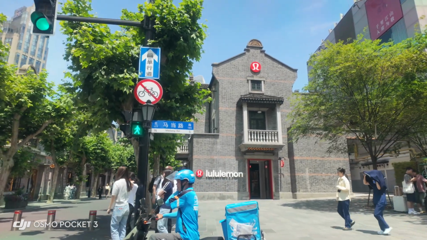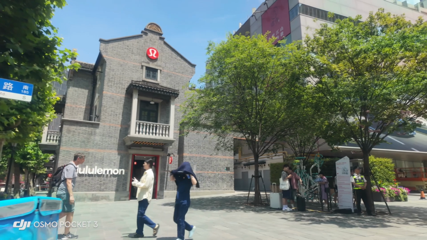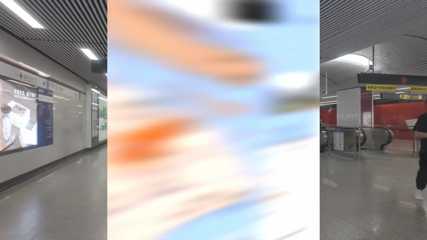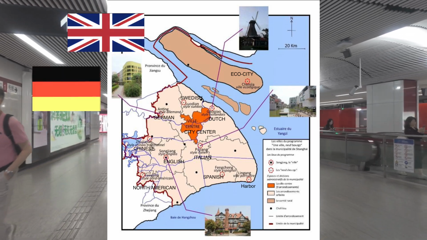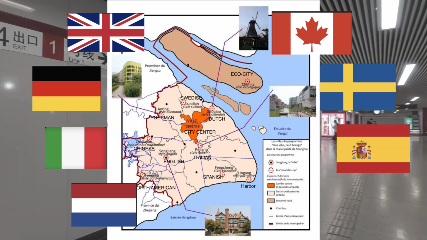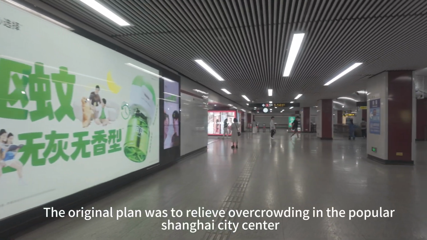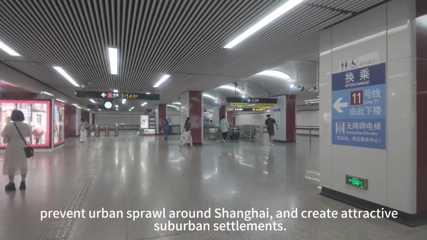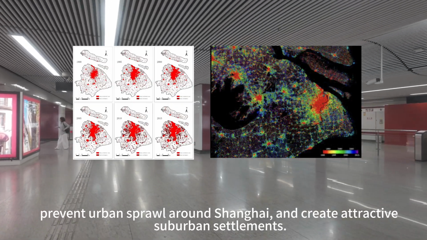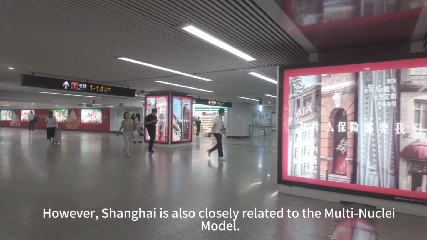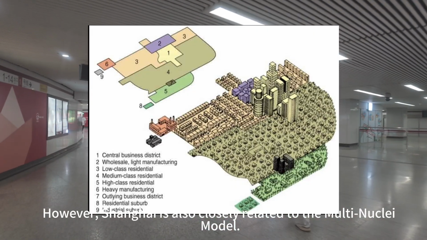Now, Shanghai actually has their own urban model. They call it One City, Nine Towns. The new towns were designed to emulate different Western cities, including England, Germany, Italy, Netherlands, Canada, Sweden, Spain, and traditional Chinese. The original plan was to relieve overcrowding in the popular Shanghai city center, prevent urban sprawl around Shanghai, and create attractive suburban settlements. However, Shanghai is also closely related to the multi-nuclei model.